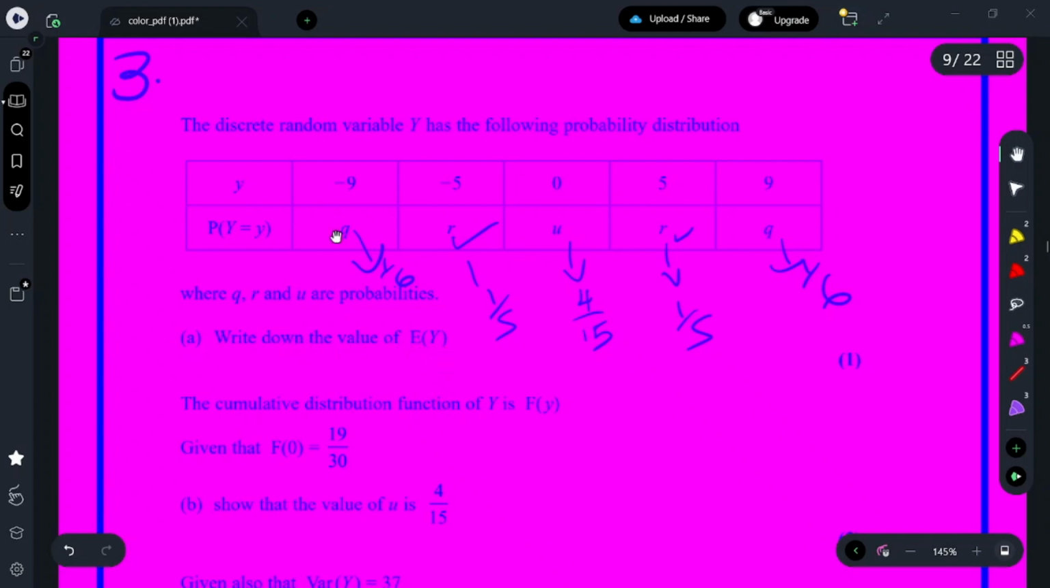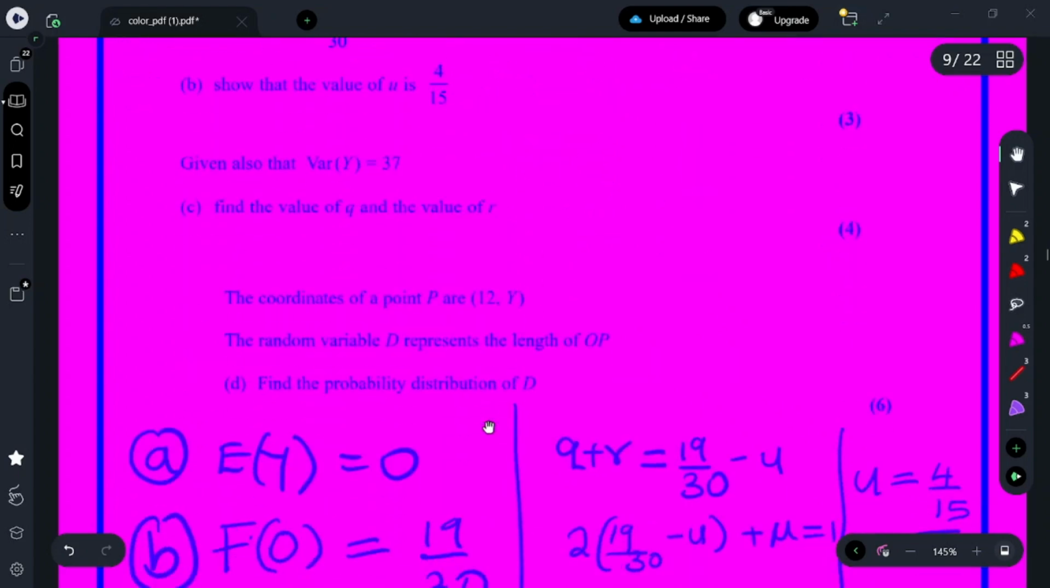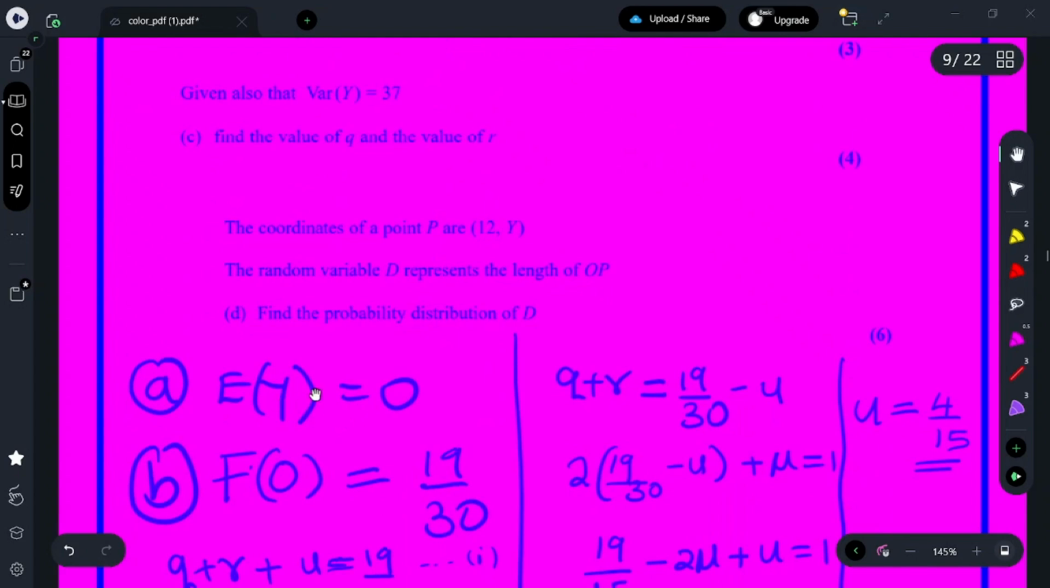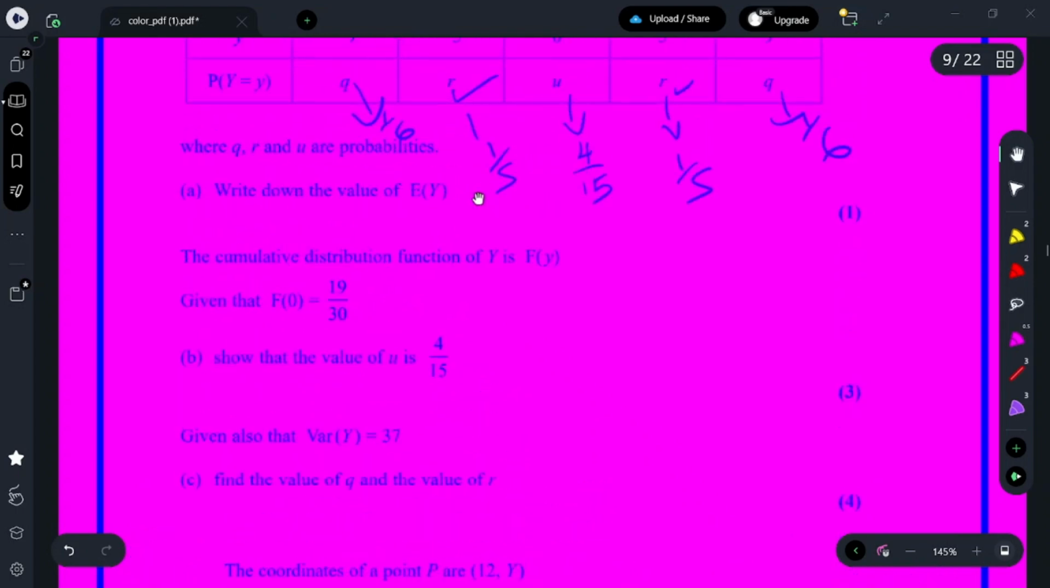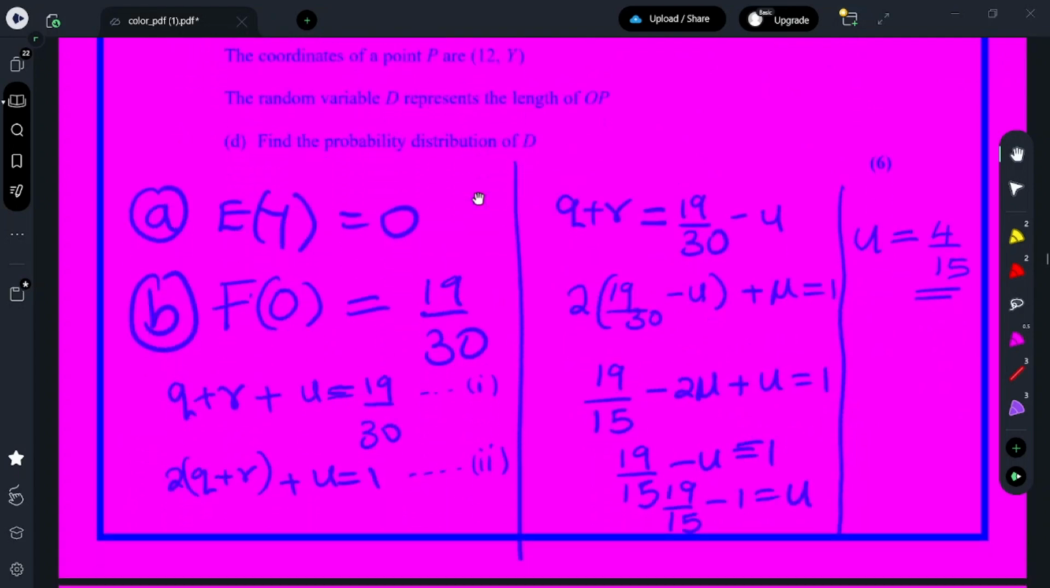What do we do? Let's look at the distribution. We have a symmetry: 5, -5, 9, -9. So at the center, this brings an idea of a normal curve. That is why our expectation automatically is going to be 0. Move to B. Show that the value of u is 4 out of 15. So let's see how we show that.